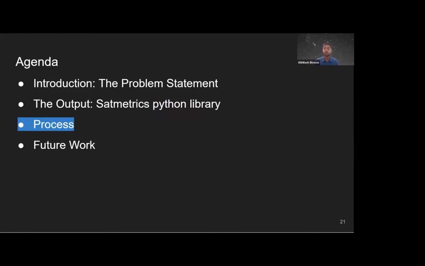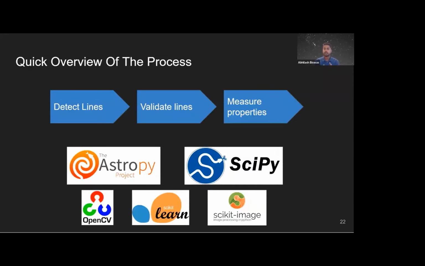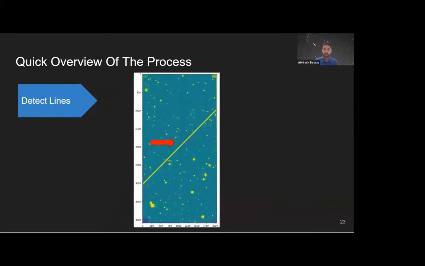So now I'm going to spend some time talking about our process of how we built this library. At a high level, there are three basic steps that we follow to create this. The first one is detecting straight lines in images. The second one is validating those straight lines to differentiate them from noise. And once validated, we want to measure the properties of those streaks. So I'm going to talk more about the detecting lines part.